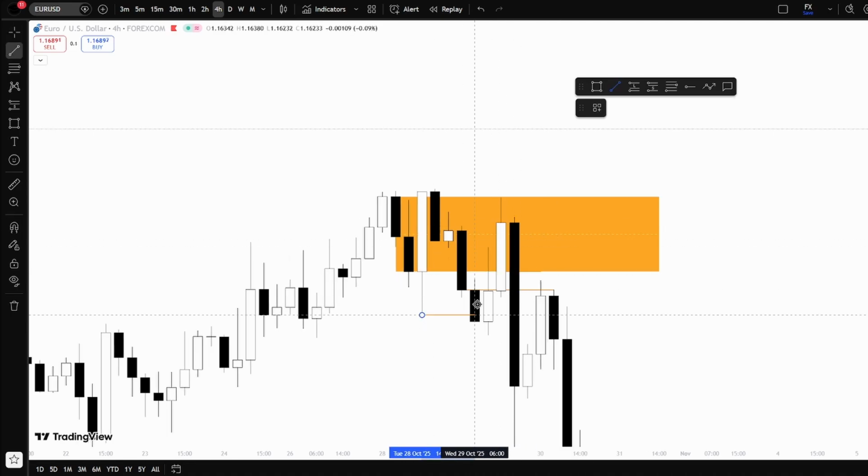And price does not have to create a market structure break in order for the breaker block to be valid, but it increases the probabilities that the breaker block will hold.